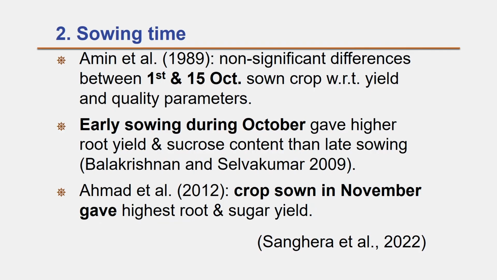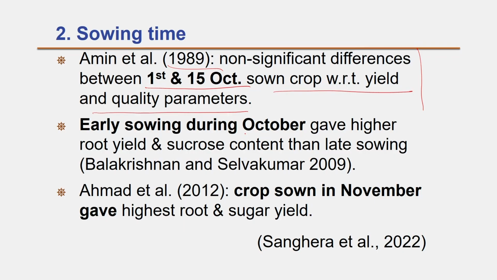Now let us see sowing time. What is the optimum sowing time of this crop? Amin and co-workers in 1989 found no significant differences between 1st and 15 October sown crop with respect to yield and quality parameters. So the main message is that one can go for sowing of sugar beet during 1st to 15 October.